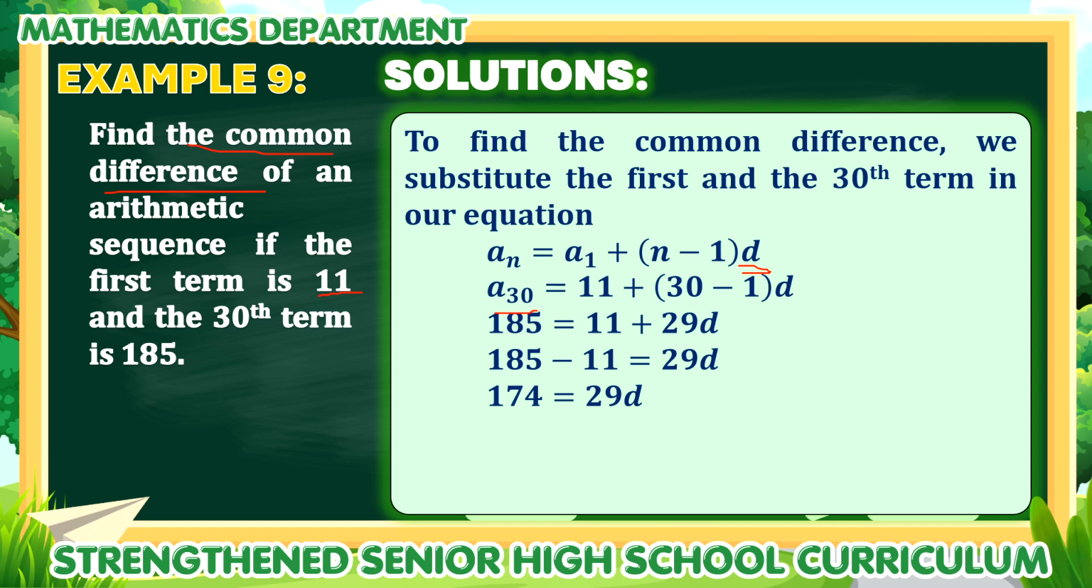And then after that, we'll be dividing both sides of our equation by 29 in order to remove the 29 from the d. So we have here 174 divided by 29 equals 29d over 29. As a result, we can cancel out 29. On the other side, you have here 174 over 29. That gives us an answer, which is 6. So therefore, our common difference here is 6.